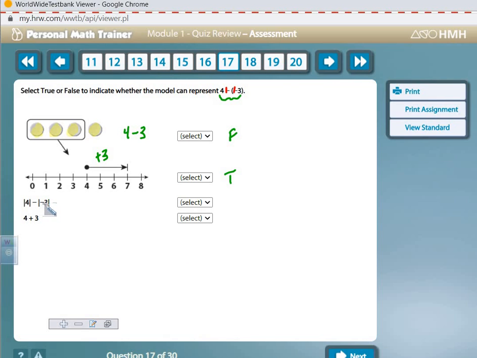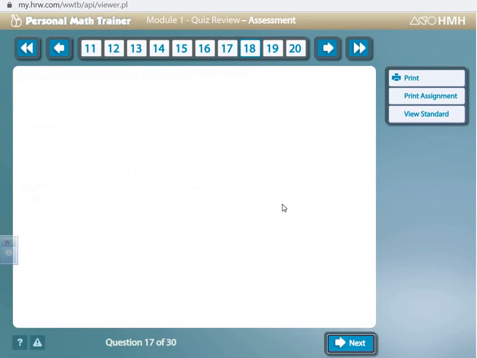Now if we take the absolute value of negative 3, this is going to give us 4 minus 3. Is that what we wanted? 4 minus 3. It is. Actually, no, we want 4 plus 3. My bad. We're looking for 4 plus 3, not 4 minus 3. So this one is going to be false, because the absolute value of negative 3 is equal to 3. So this becomes 4 minus 3. That's false because we're looking for 4 minus a negative 3, which is the same as 4 plus 3. I apologize. And finally, does it equal 4 plus 3? It does. So subtracting a negative, the same as adding a positive.